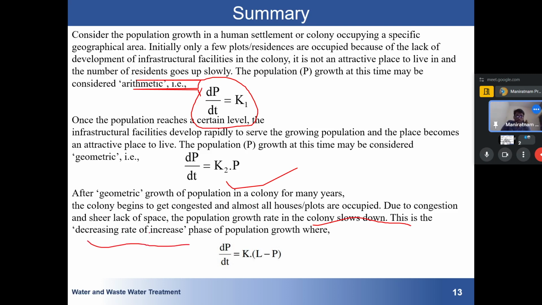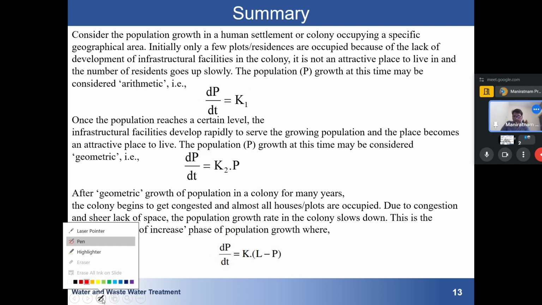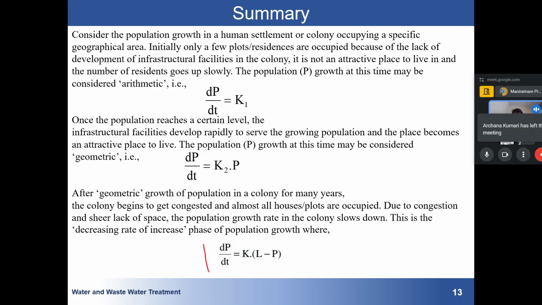Decreasing means there is an increase in population, but the rate is decreasing. At the rate at which it was happening, it has decreased, and that phase of population is known as dP/dt = k(L minus P), where L is your limiting population.